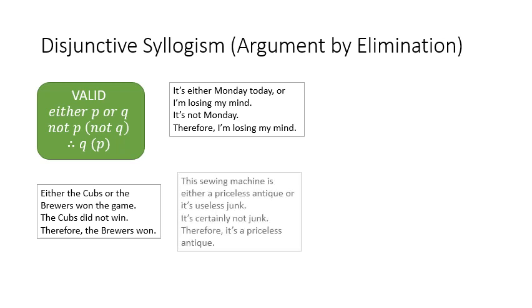That's how validity works. And then finally, this sewing machine is either a priceless antique or it's useless junk. Those are my 2 options. It's certainly not junk, therefore it's a priceless antique. Again, if both of those premises are true, the conclusion has to be true, right? Bear in mind that the premises may turn out to be false, but we're not talking about that. We're talking about validity. And so what we say is that if both of the premises are true, the conclusion has to be true.